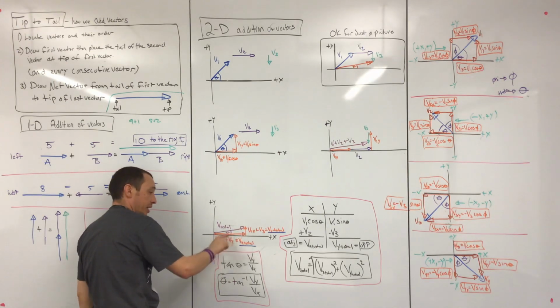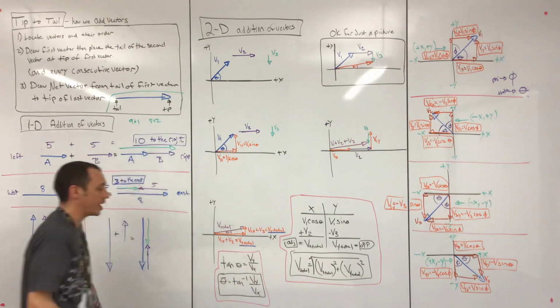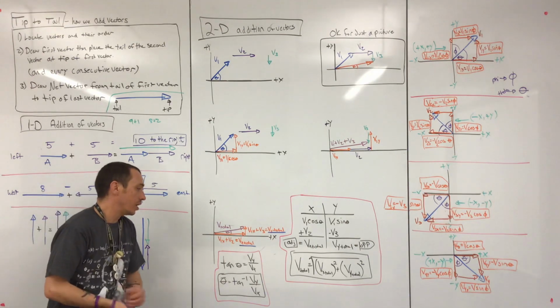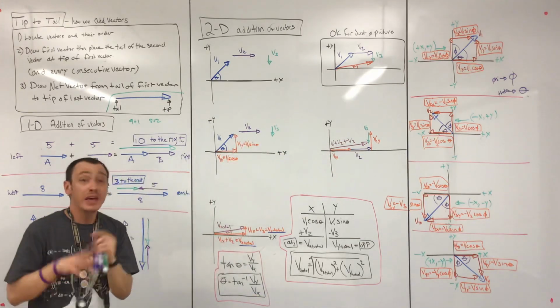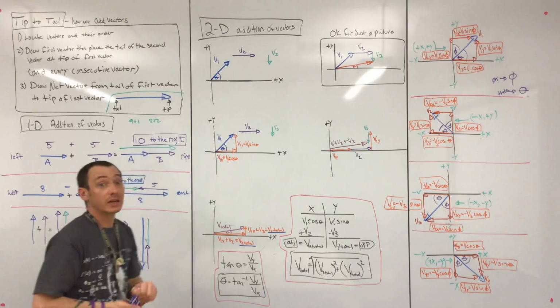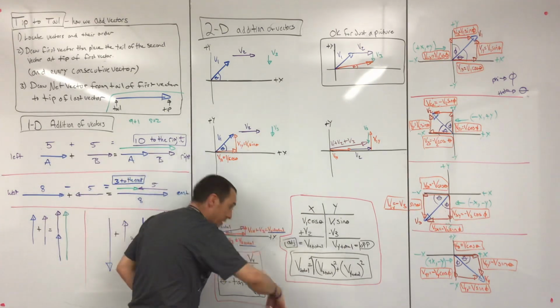And that net vector, once they're aligned tip to tail, will go from the tail of the first vector to the tip of the last, and that'll be v total. All right, so that's the picture, letting us see the steps and what we'll typically be doing in a lot of physics problems. But how do we mathematically do that?